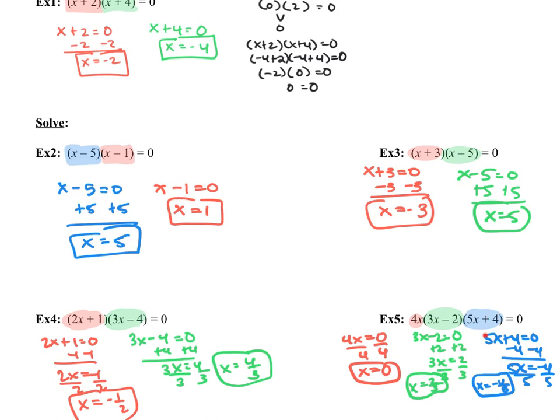Or maybe it's the blue quantity that equals 0, and so 5x plus 4 equals 0. I'm going to minus 4 from both sides, divide by 5, and so my third root is x equals negative 4/5. And so for right now, all of them are going to be our answers because there's no context.